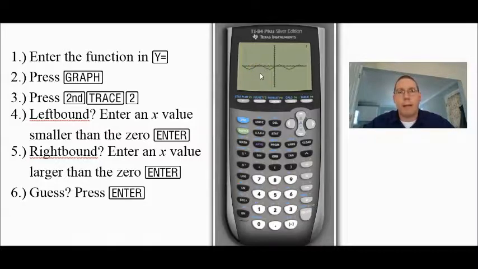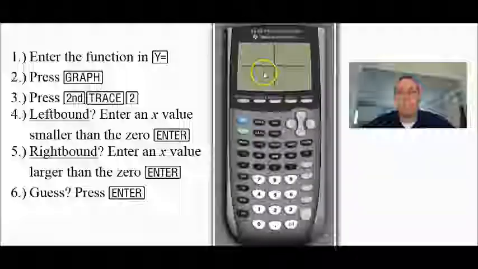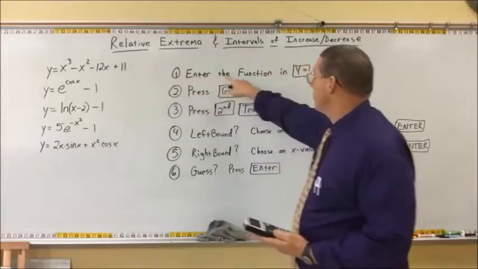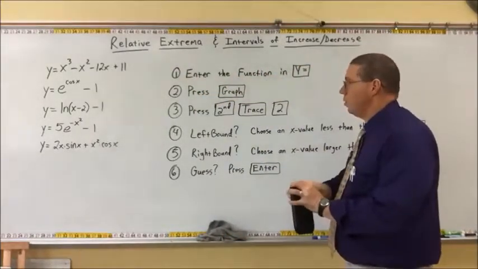And now we're going to go back to the whiteboard, and we're going to do a couple of examples on how to identify the zeros of functions. So let's go ahead and start with this first one. And the first thing we're going to do is we're going to enter the function in y equals.